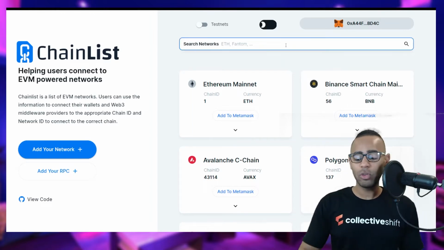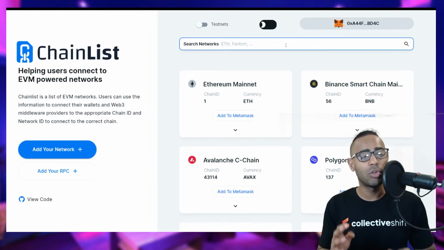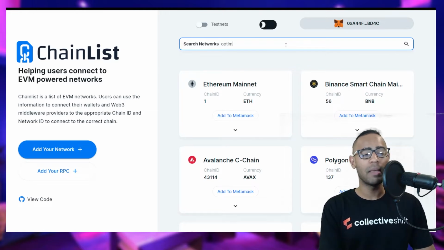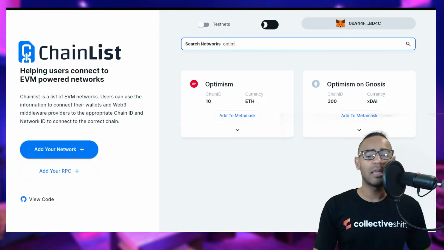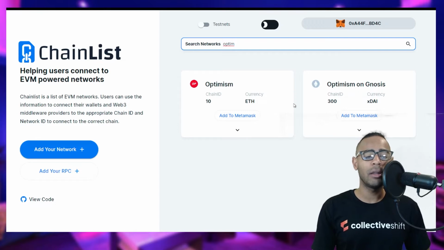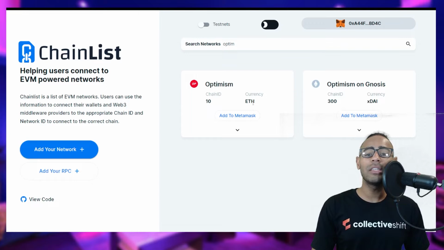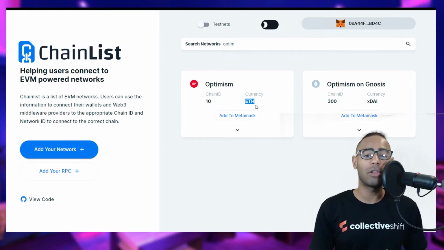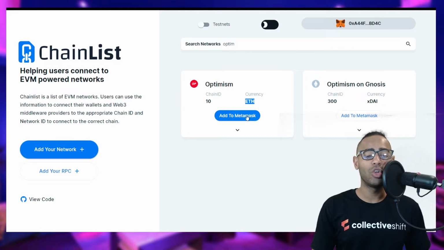So all you have to do in Chainlist, it's chainlist.org, go ahead and type in Optimism. If you type in Optimism, you can see that Optimism on Gnosis is another chain, and this is the original Optimism we want. The chain ID is 10, and the currency used as gas on the Optimism blockchain is Ethereum. Go ahead and click Add to MetaMask.